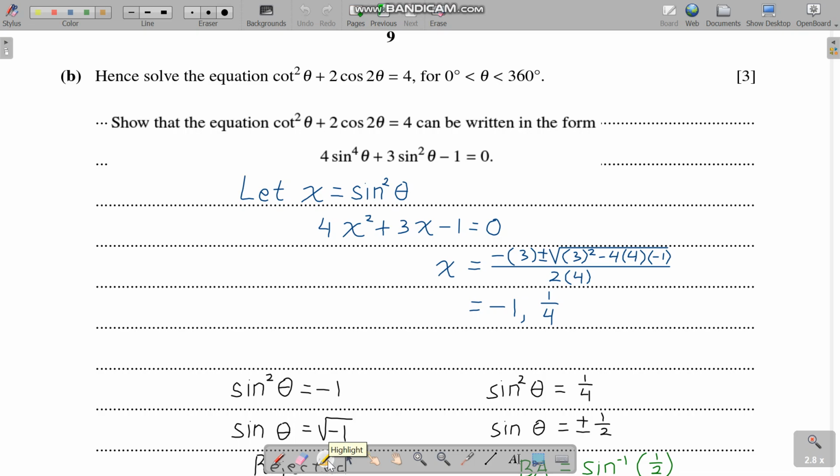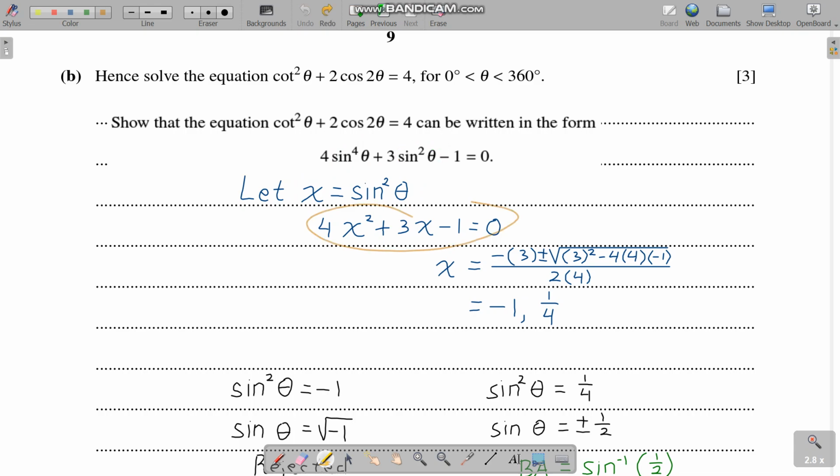Hence solve the equation cotangent squared theta plus 2 cos 2 theta equals 4. And if you look at the previous question, it says we have this, which is exactly the same. Make sure it's exactly the same. So that means what we are solving is actually this equation. Now to solve this equation, if it's confusing, let's just use sine squared equals x. So this is sine squared squared, so this is x squared, this is x.